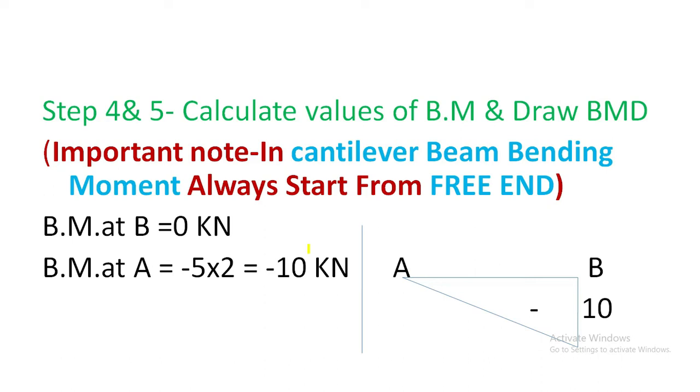It always starts from a free end. Suppose in a cantilever beam the left end is fixed, then the right end is free, and the bending moment starts from the right end. Suppose in a cantilever beam the right end is fixed and the left end is free, then you should start the bending moment from the left end. So this is a very important note. In a cantilever beam, bending moment always starts from a free end. So the first point is B, because the B end is the free end. So the bending moment at B is 0, then the bending moment at A is equal to -5 into 2, which is -10 kilonewton meter.